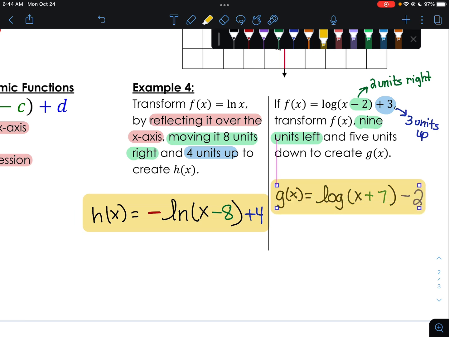So this function right here has been transformed 9 units to the left and 5 units down to create a new function.